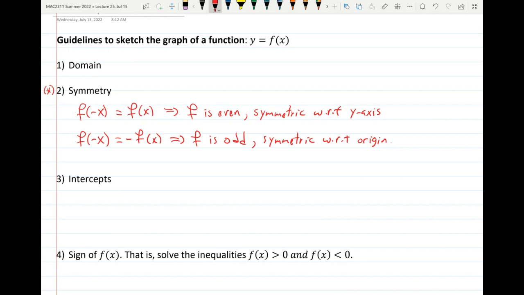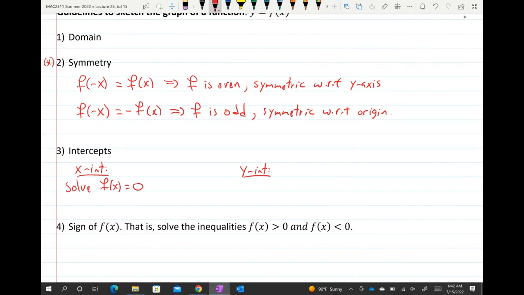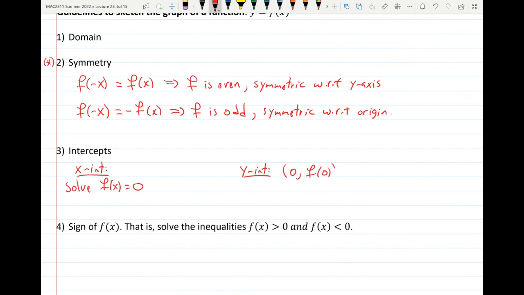Okay, so then another important information to find are the intercepts. Here we mean the x-intercept and the y-intercept. These are important points to have when you are graphing. For the x-intercept, you find this by solving the equation f of x equals 0. So these are the values that make the function equal to 0. That's when it crosses the x-axis. And then the y-intercept, you find this by just plugging in 0. So this is the point (0, f of 0). The y-intercept is always pretty straightforward to figure out.